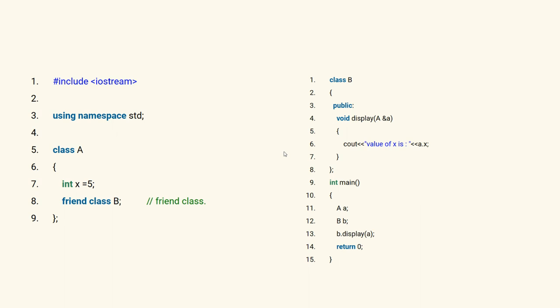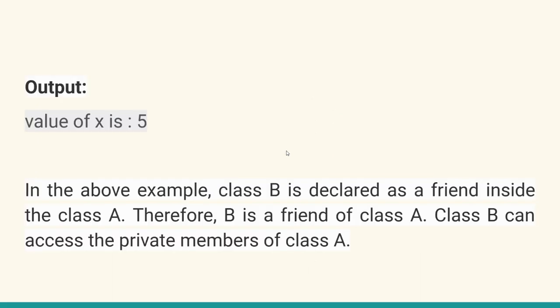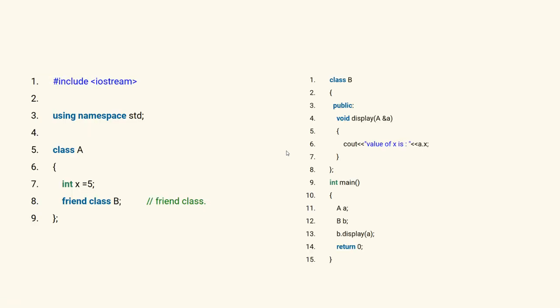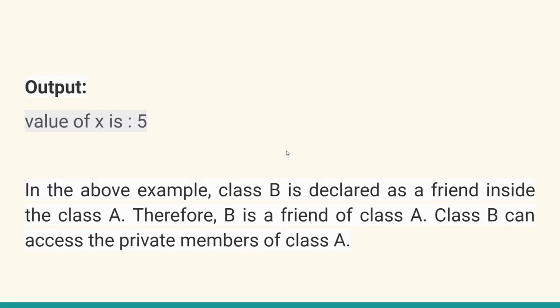In the main function you are creating two objects. The first object belongs to class A and the second object belongs to class B. And you are writing b.display(a). So you are getting the output as 5. Why are we printing a.x, where x is 5? That is the private member.